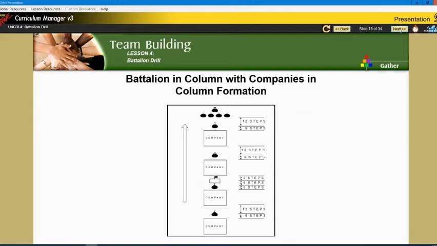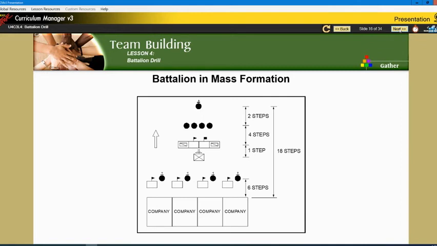Here's how we would like to be able to do our parades. The battalion in column with companies in column. We don't do it this way because, you know, it's hard to do when you got a company with 4 people in it. So what we do is we do a battalion mass, and we kind of line them up like this.